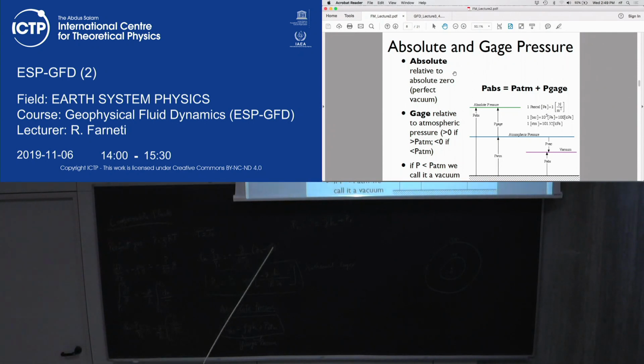So the absolute is relative to an absolute zero, a perfect vacuum. Okay. So the absolute pressure, PABS, is this one, which includes the gauge pressure and the atmospheric pressure. The atmospheric pressure varies, of course, but at one point in space and time, that's the atmospheric pressure, and then you measure the gauge pressure. So you have gauge plus the atmospheric pressure. But the absolute is relative to the absolute zero.